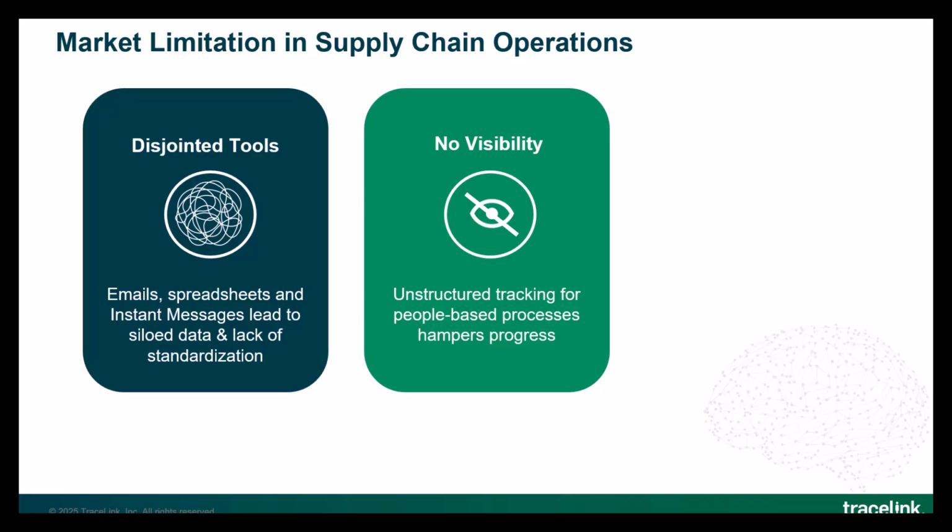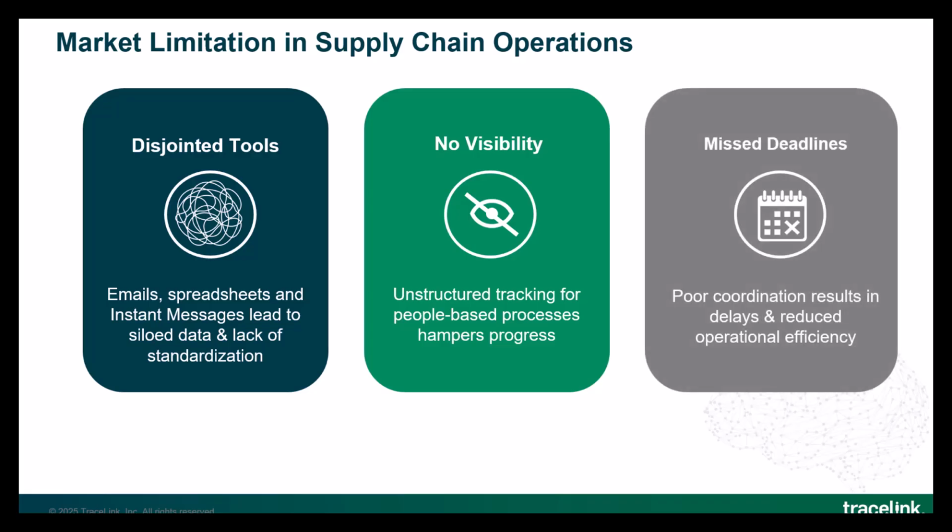This lack of transparency makes it harder to detect issues early or allocate resources effectively, leading to reactive rather than proactive decision-making. When coordination breaks down and visibility is limited, projects often fall behind schedule. Tasks may overlap, get delayed, or be missed entirely, causing bottlenecks that ripple through the supply chain. These combined issues raise operational costs, disrupt delivery timelines, and reduce the reliability and performance of the supply chain. The result is lower efficiency, higher risk, and weaker customer confidence.